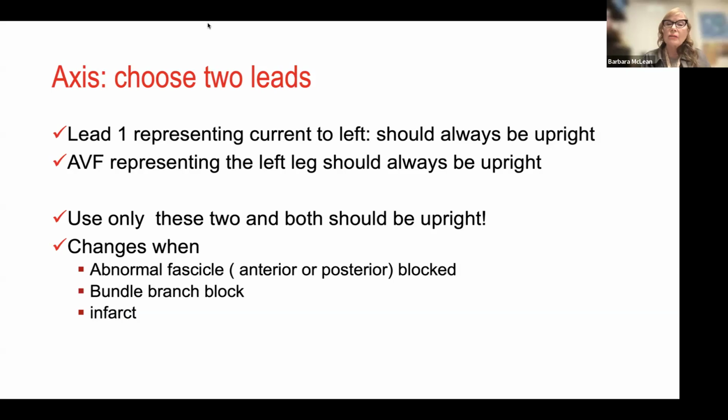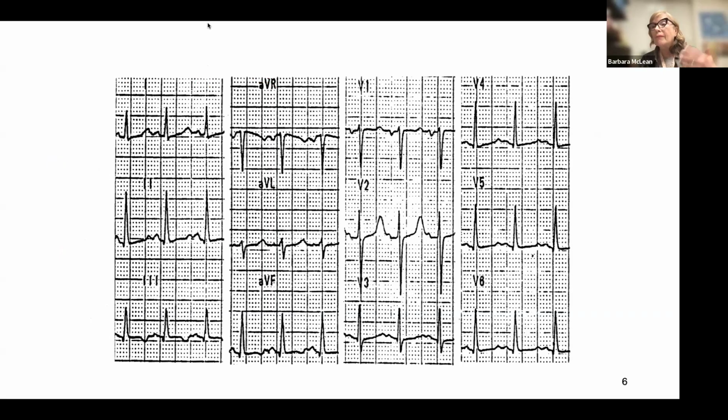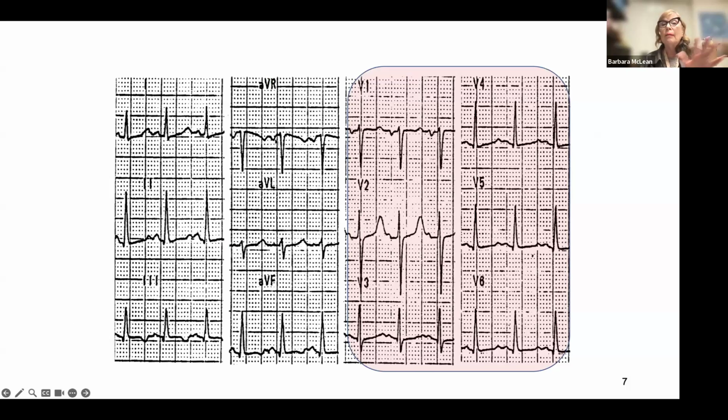You also will see an axis deviation when you have a myocardial infarction. So we've had a lot of discussion about this over the past few sessions, but just as a reminder, when I'm looking at axis, I'm going to use primarily the limb leads. I'm going to use the chest leads for something else, but I'm going to use the limb leads, and I expect to see an upright R wave in lead 1 and an upright R wave in AVF. And when they are both upright, that is a normal axis.